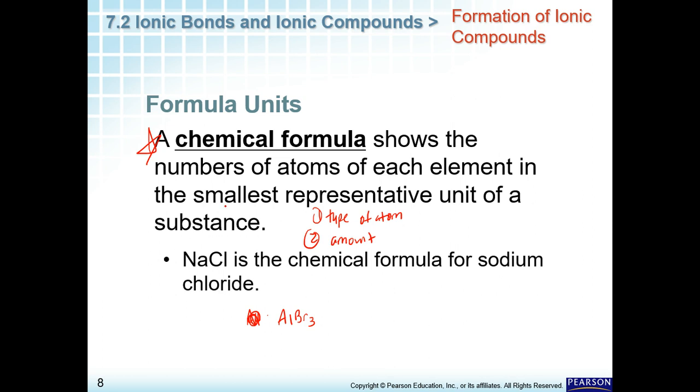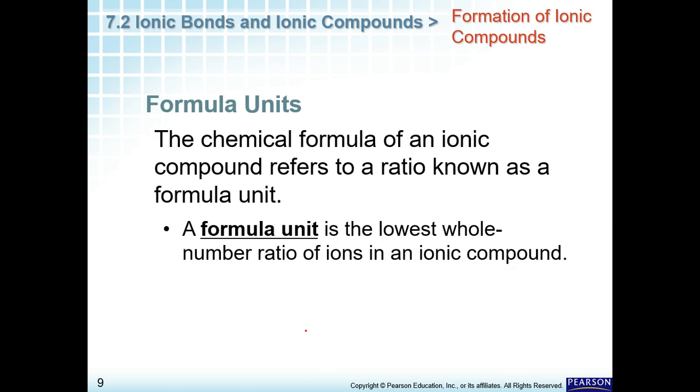The other thing I want to point out is this always happens in the smallest representative unit, which means these numbers down here are reduced to the smallest they can be. A chemical formula of an ionic compound refers to the ratio known as something called a formula unit. Like I just stated, ionic compounds, their subscripts are written in the lowest whole number ratio, and that's considered your formula unit. For example, if you had something like Mg2O2, this would be reduced, because both of these are divided by itself, to MgO.